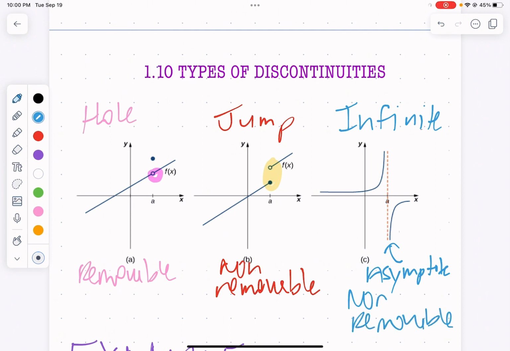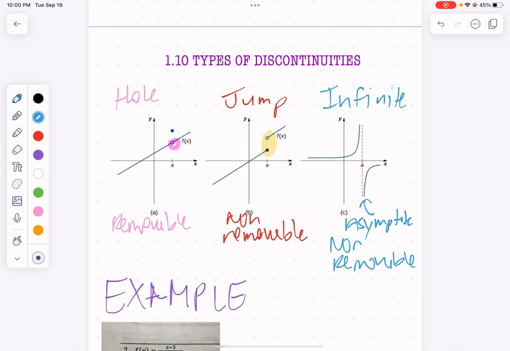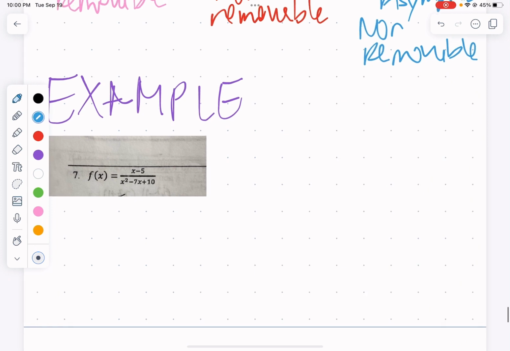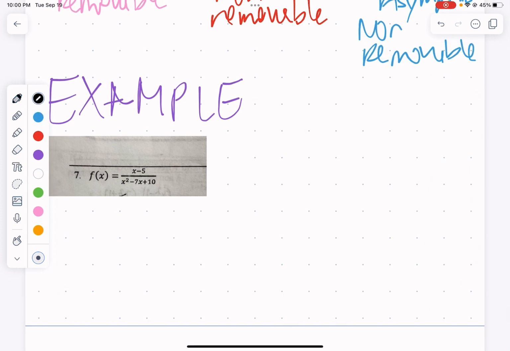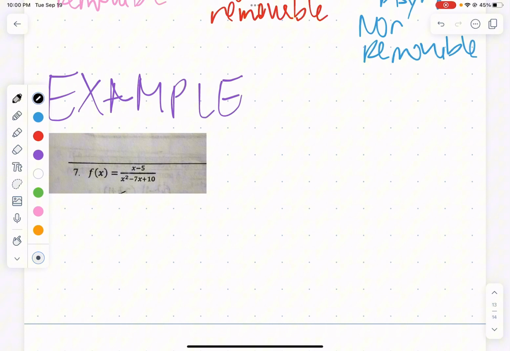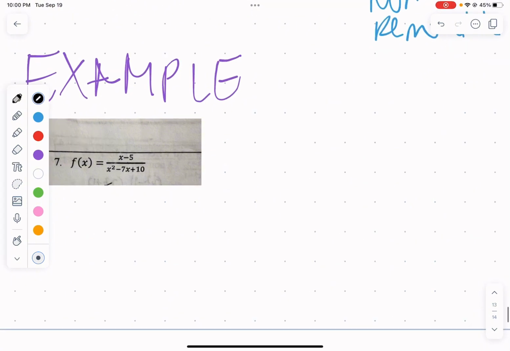Alright, so we're going to head into an example over here, which I really hope is more or less a review for you guys. Whenever you want to find types of discontinuities with just a function like this one here, you can do it by knowing the specific ways for you to be able to tell.